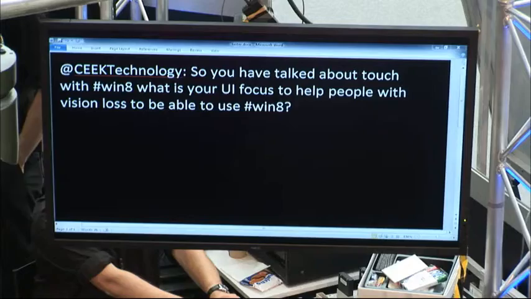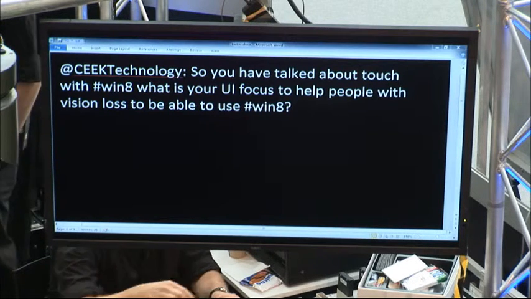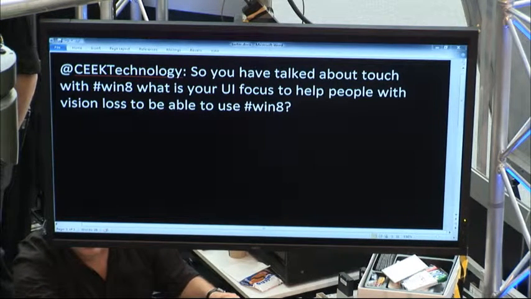Yeah, definitely a good point. And again, we are live, hashtag CH9 Live. The questions keep coming in. And our next question is from Seek Technology. So you've talked about touch with Win 8. What is your UI focus to help people with vision loss to be able to use Windows 8? So can you all talk about the accessibility features in Windows 8?